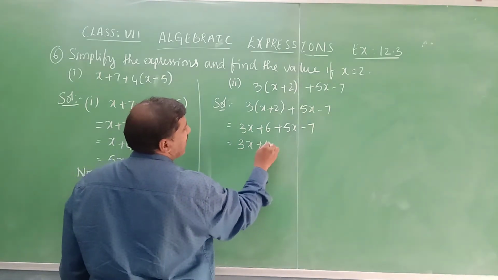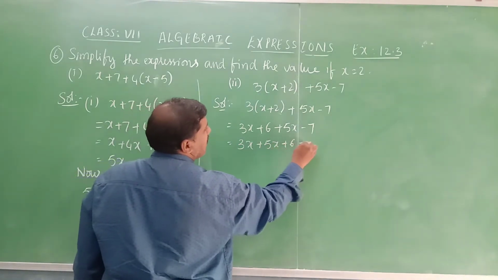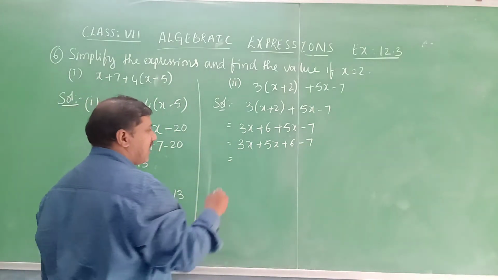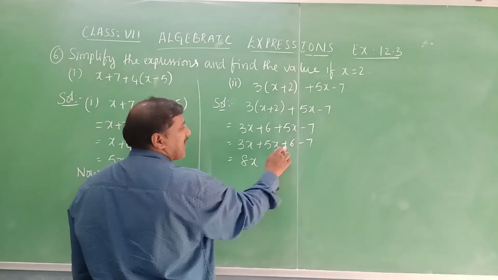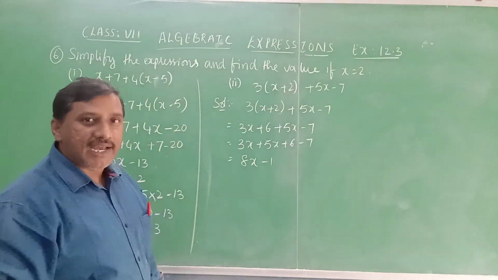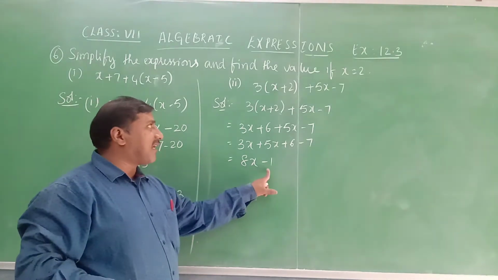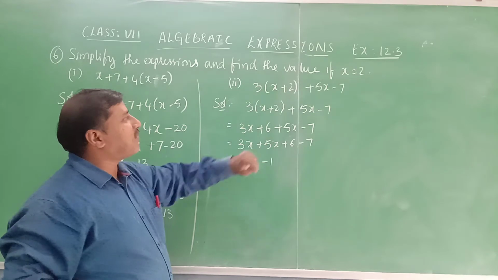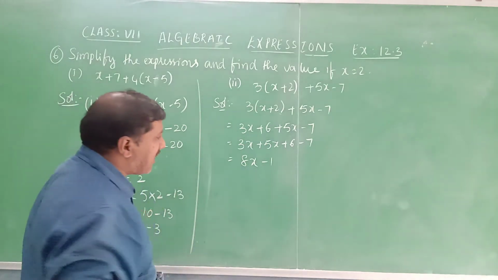3x plus 5x plus 6 minus 7. Now 3x plus 5x is 8x, plus 6 minus 7. We get on simplification minus 1. Now 8x minus 1 is the simplified form of 3 into whole x plus 2 plus 5x minus 7.